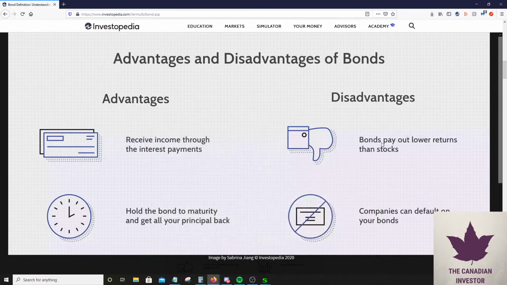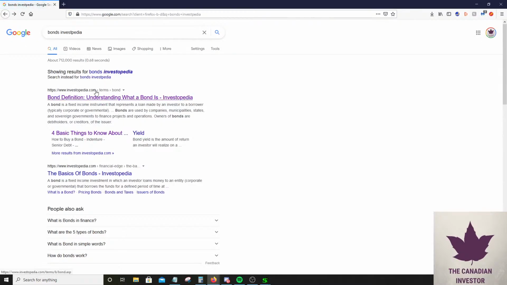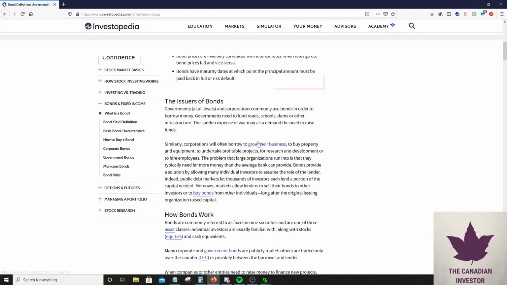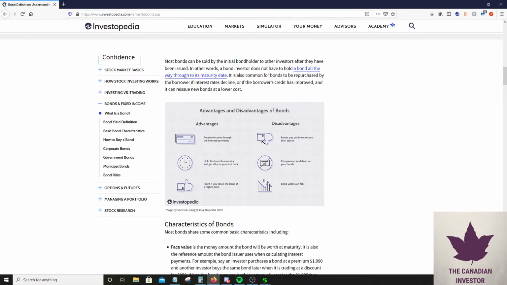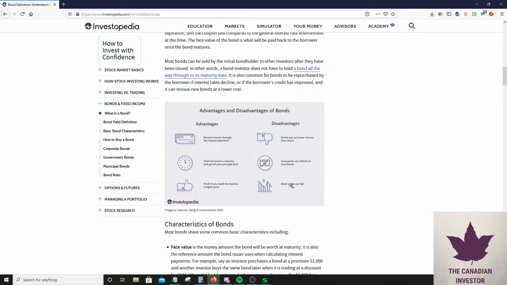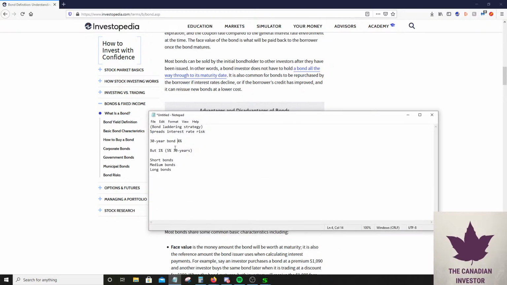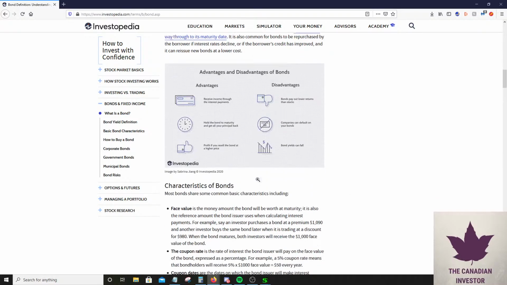But the disadvantages: bonds pay out lower returns than stocks, and they can default. There's a pretty low chance that the government is going to declare bankruptcy in this game, but it can happen, and in real life too. Corporate bonds are going to be a lot more high risk. Bond yields can fall. That's another disadvantage. That's why I explained the 4% bond versus the 5% bond.